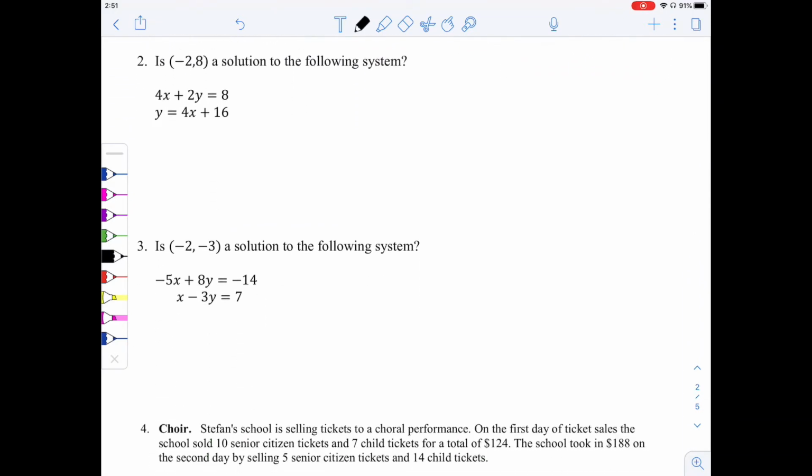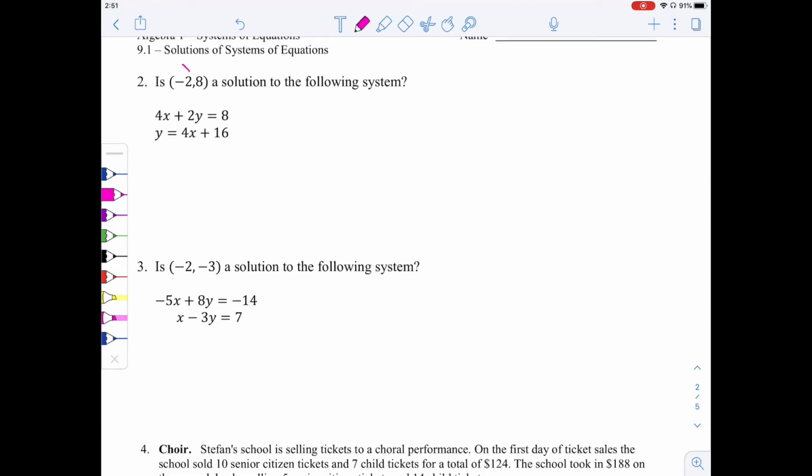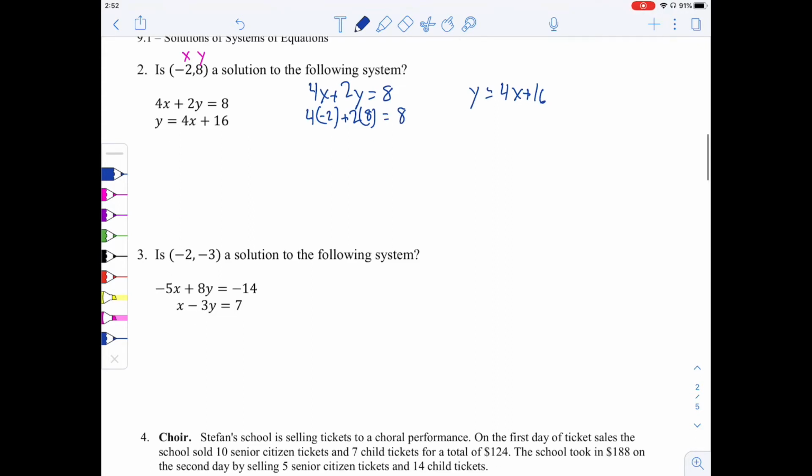Okay, we go to the next one. Is negative 2, 8 a solution to the following system? So again, you're given your x and your y, and we're going to substitute that into both equations. So first one, and then second one. We got 4 times our x, negative 2, plus 2 times y, which is 8. Does that come out to be 8? So 4 times negative 2 is negative 8, 2 times 8 is positive 16. Add those together, you do get 8, which is equal to 8. So this one is true.